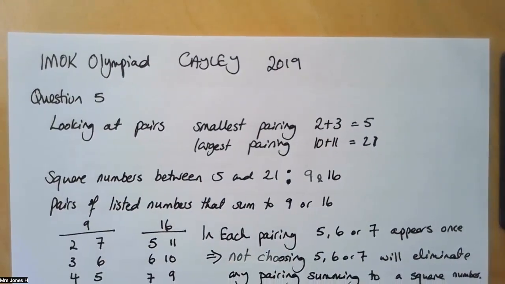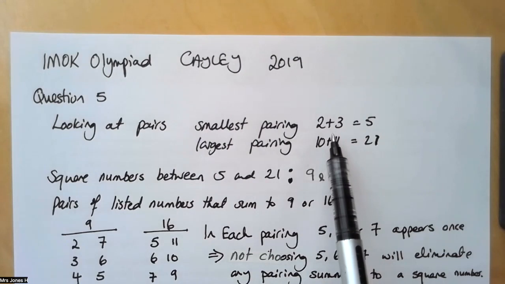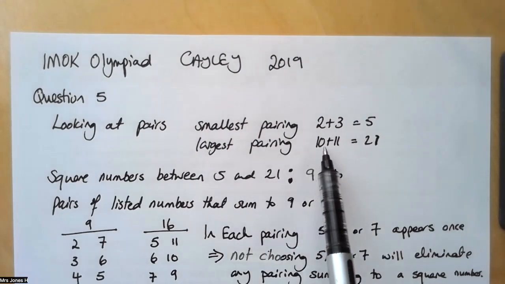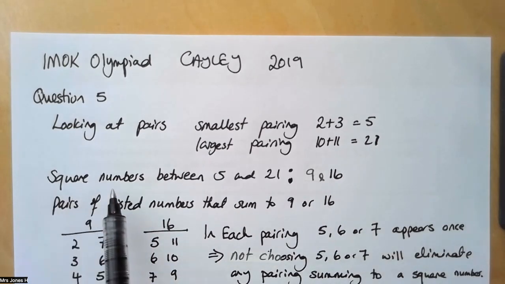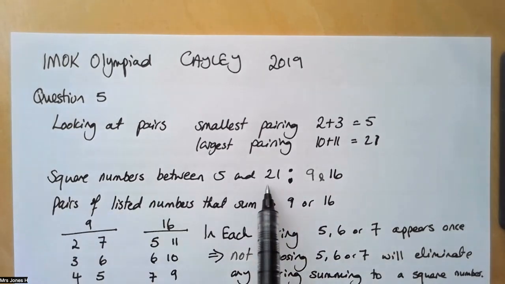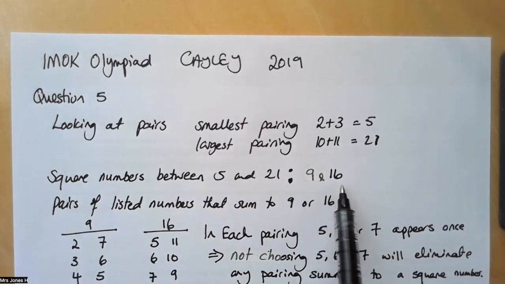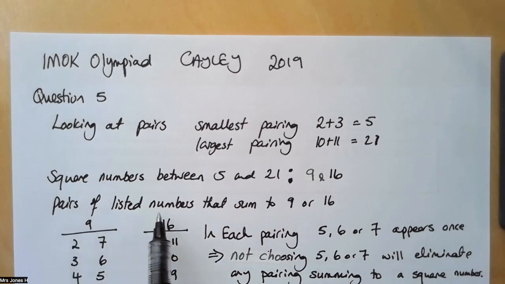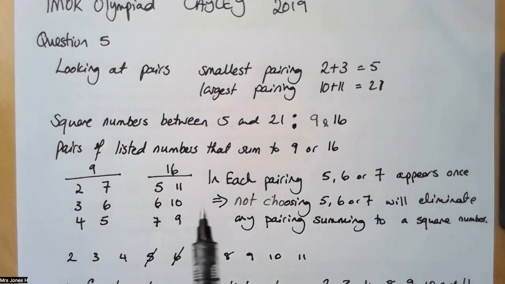So we start by looking at the pairs. The smallest pairing is going to be 2 plus 5, and the largest pairing is going to be 10 add 11, which is 21. Then I look at the square numbers between 5 and 21, and actually there are only two, 9 and 16. If we look at the pairs of listed numbers that sum to 9 or 16, we're looking at 2, 7, 3, 6, 4, 5, and also 5, 11, 6, 10, and 7, 9.